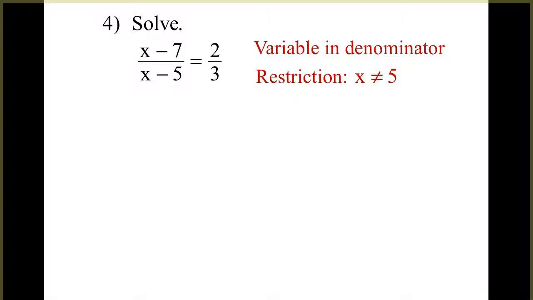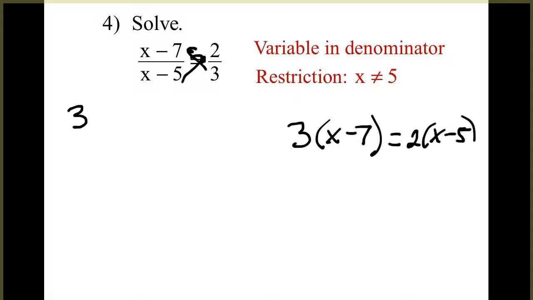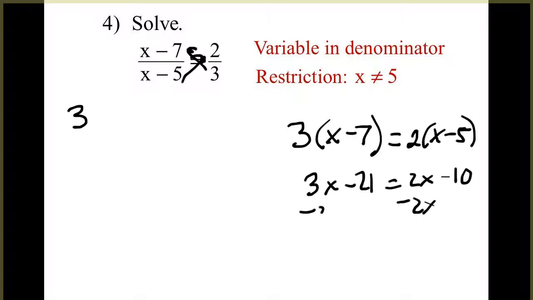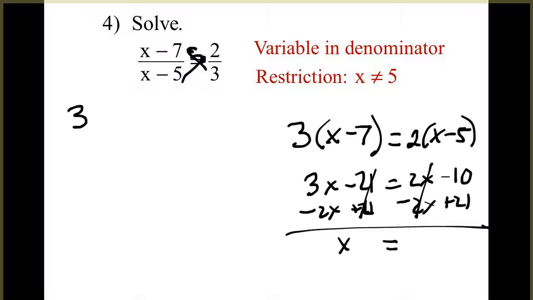Step 1, if you did it with cross products: 3 times x minus 7 equals 2 times x minus 5. Distribute: 3x minus 21 equals 2x minus 10. Get my x's all on one side. I'm going to add 21 to both sides, subtract 2x from both sides, and I'm left with x is equal to 11.